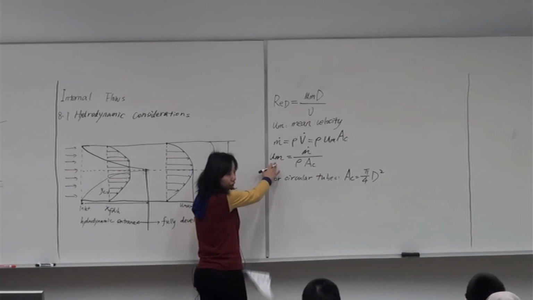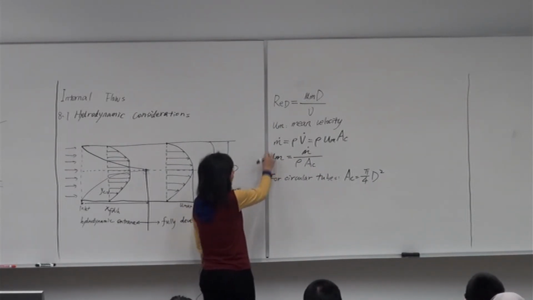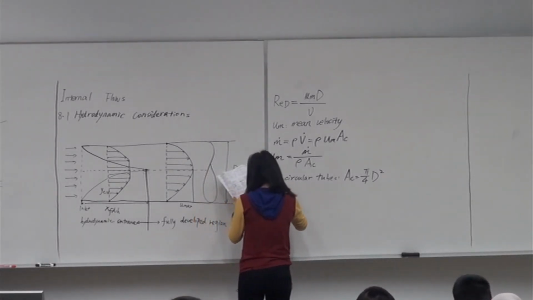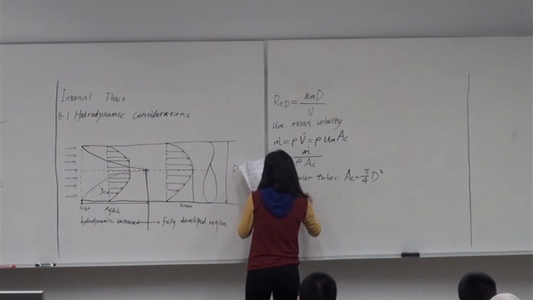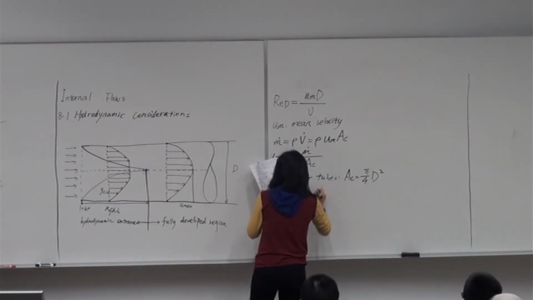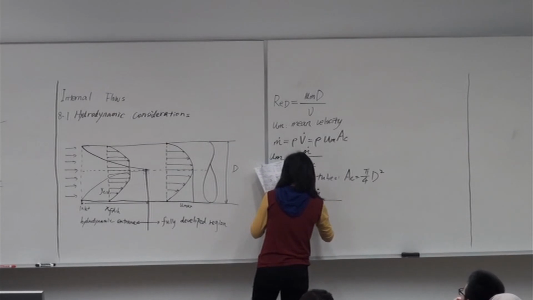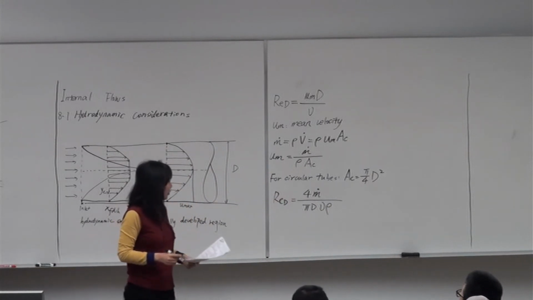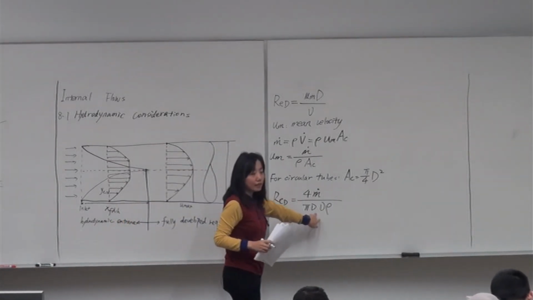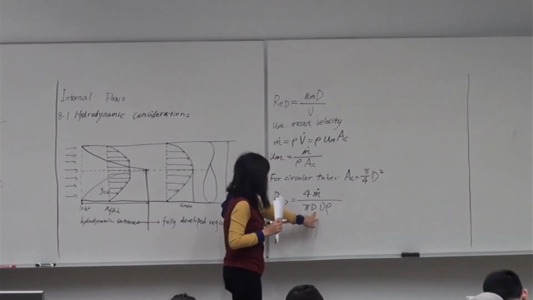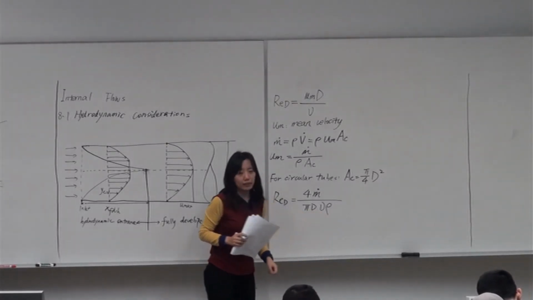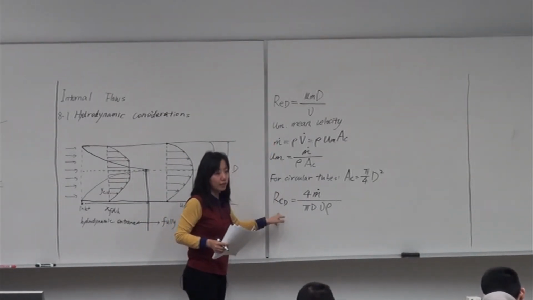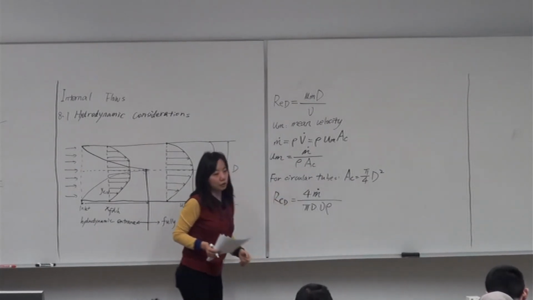And we will substitute it into our mean velocity, and we can get our Reynolds number for circular tubes. It is given by four times the mass flow rate over pi, D, the diameter, the kinematic viscosity, and the density of the fluid. This equation is general, but this one is only valid for circular tubes.